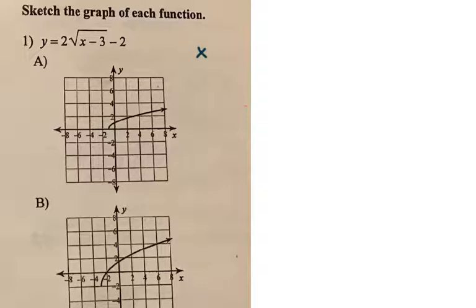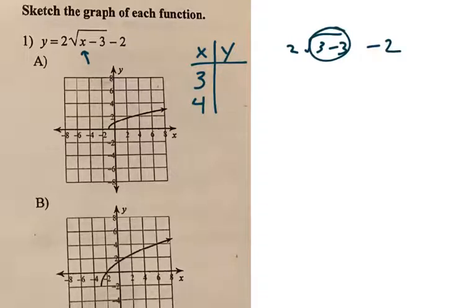We're going to make a little table, and we're going to look right inside the square root. Notice that 3 makes it 0. So I know to start at 3, and I'm just going to use one other point, 4. And those 2 points should be enough to get me the right graph. So, plugging in 3 right there, this is what I'm going to get. And of course, 3 minus 3 is 0, times 2 is 0. I'm just left with 0 minus 2, or negative 2.